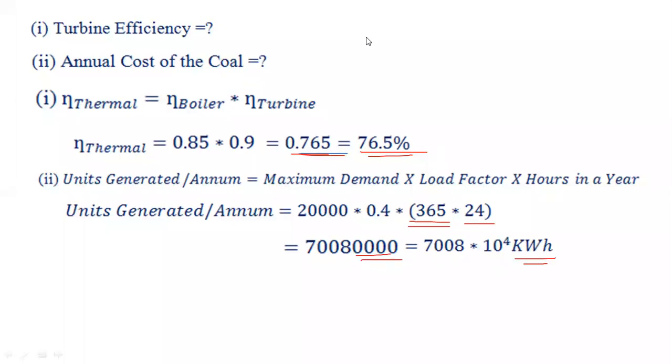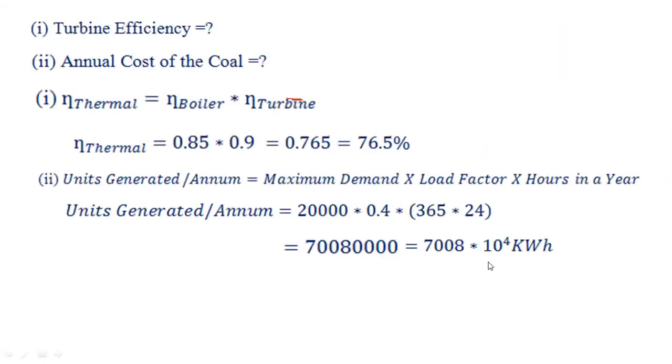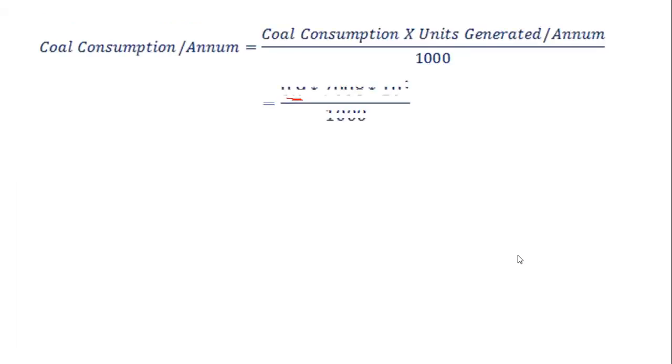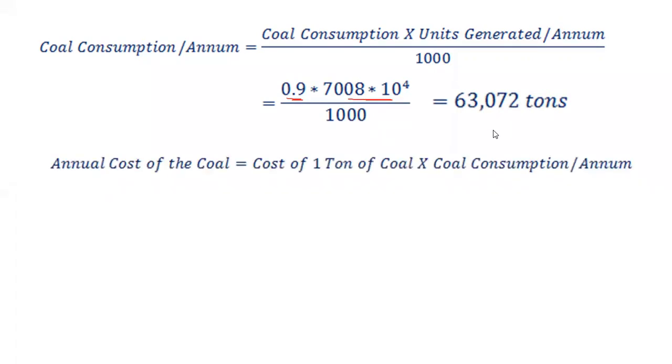Next we can find out the coal consumption per annum. The formula is the coal consumption equals units generated per annum by 1000, with the given value 0.9. Now we have found that units generated per annum is 7,008 into 10 to the power of 4 kWh. Substituting here, 7,008 into 10 to the power of 4 by 1000. Now simplifying, we are getting 63,072 tons.